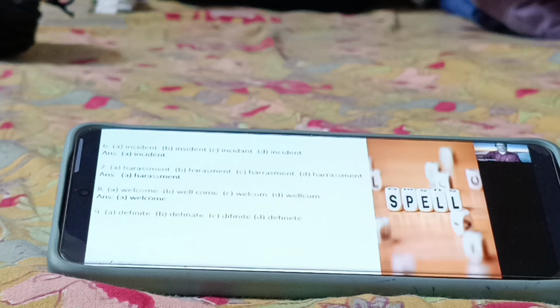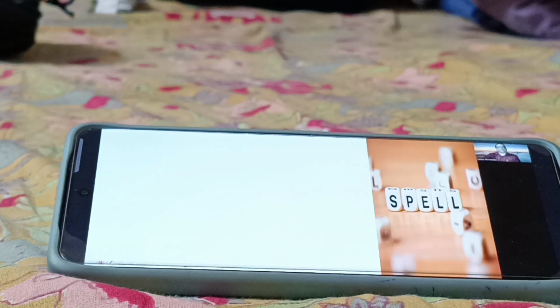Ninth one, definite, which is the correct spelling. Definite. And the last one, ecstasy, which is the correct spelling. Yeah, option A, ecstasy. Okay. Now the next exercise, you just need to point out the wrongly spelled words. The first exercise is selecting the correctly spelled words. One word out would be multiple wrong words.